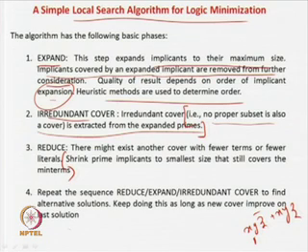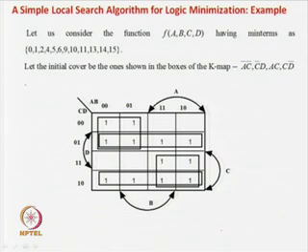Okay, so then you repeat this procedure: reduce, expand, independent cover, to find the alternatives. You keep on doing it till you get the solution. So rather than explaining these steps abstractly, I will give you an example, and again I will come back to this slide. See, this is a function, say. Okay, so this is a function.